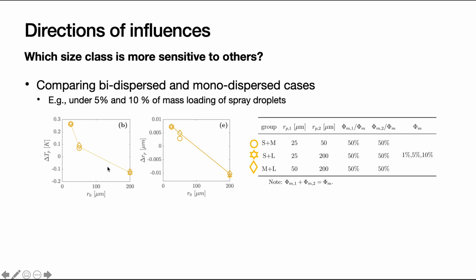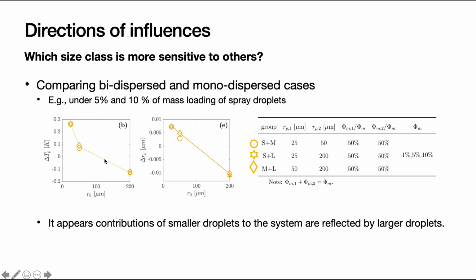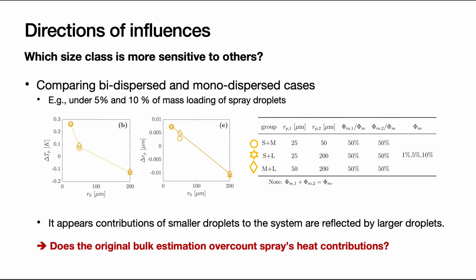And if you take a closer look, for example in the first panel, when mixed with 25 microns, the average temperature change of a droplet is lower than in the single case of 50 microns. If they are mixed with the larger droplets, for example 50 and 200, then the average temperature change of 50 microns will be higher than if we only ran the simulation with 2.5% of 50 micron droplets. That means it appears that the contribution of the small droplets to the system is reflected onto the larger ones. So we might just overcount the small droplets' heat contributions.